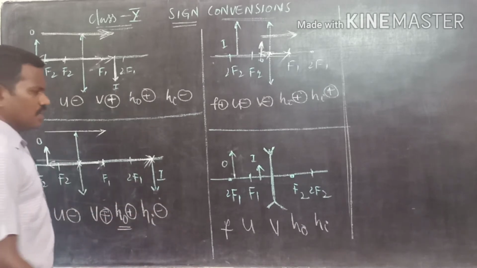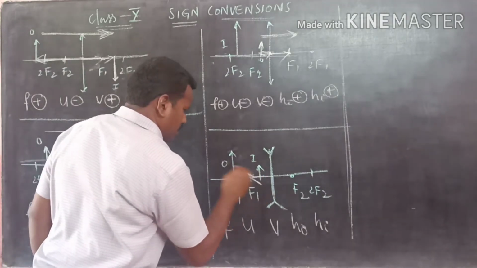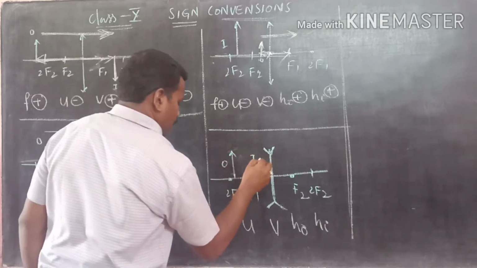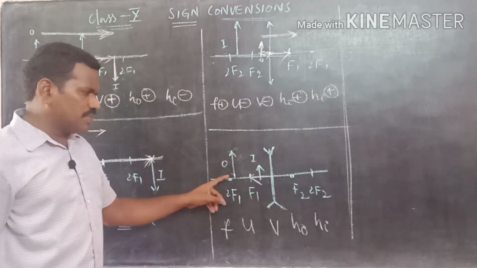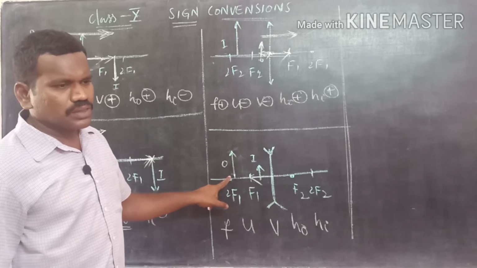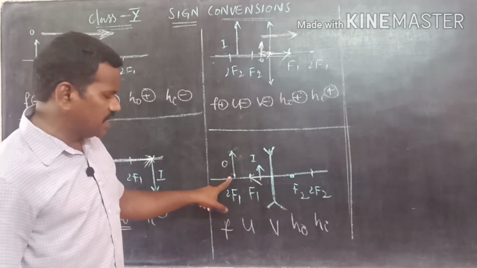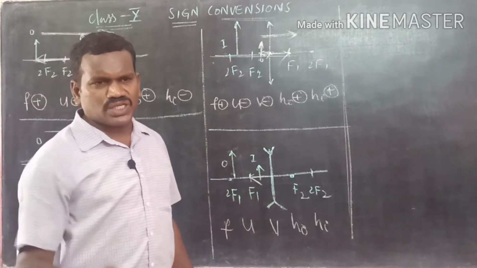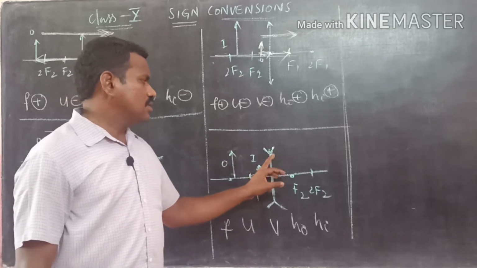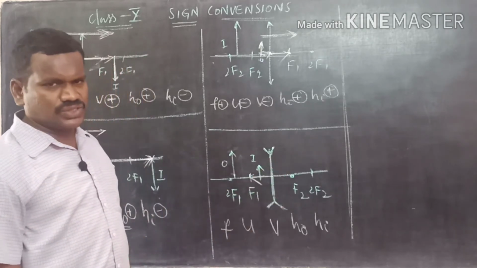Come here. In this direction the focus will be located. We already know that wherever you put the object, the image must and should be erect, virtual, diminished image in the case of a biconcave lens.